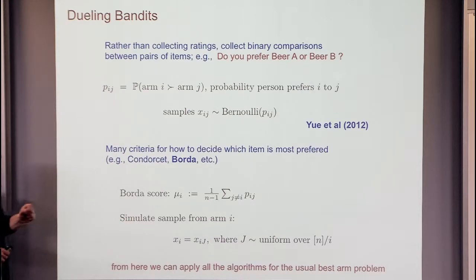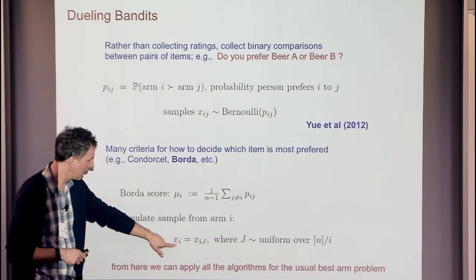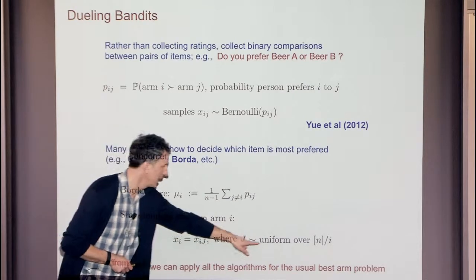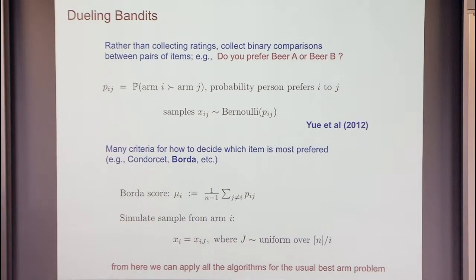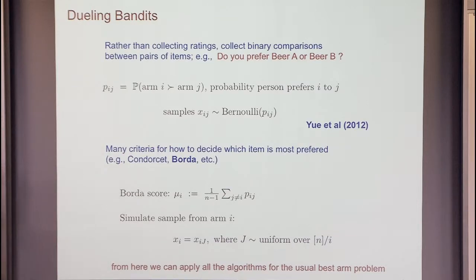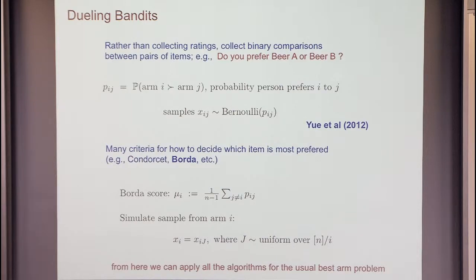We can simulate samples from an arm by saying a sample from arm i is: you take arm i, you duel it with some other arm j, where j is selected uniformly at random over the remaining arms, and that gives you a sample from this distribution. So you duel with a random other arm, and that simulates a noisy version of this score.